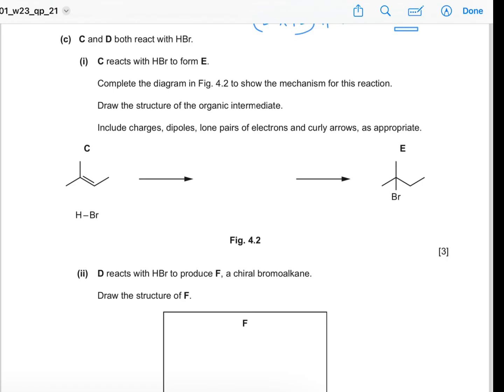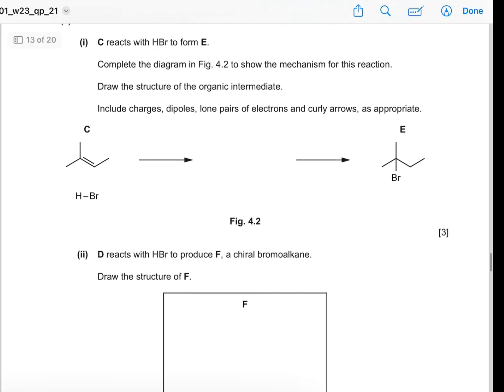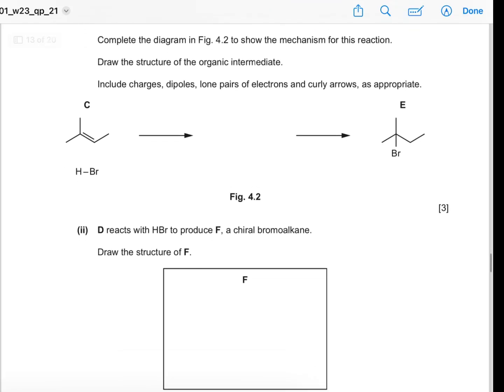Part C. C and D both react with hydrogen bromide. C reacts with it to form E. Complete the diagram in figure 4.2 to show the mechanism for this reaction. Draw the structure of the organic intermediate. Include all the charges, dipoles, lone pairs of electrons, and curly arrows as appropriate.